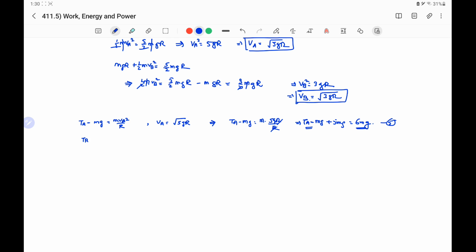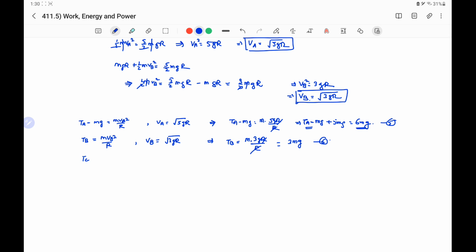Similarly, we have the expression for the tension at point B, which will be equal to m vB square by r, where the velocity at point B is calculated as root 3gr. This implies that TB will be equal to m into 3gr divided by r. r and r get cancelled, so the tension at point B will be equal to 3 mg. This is the equation number 6.